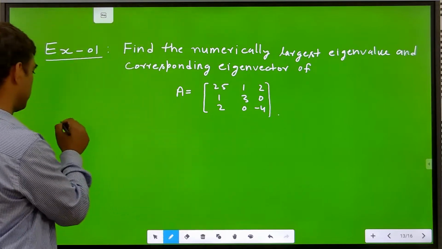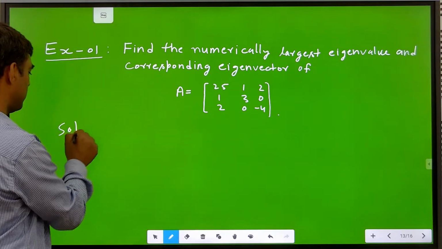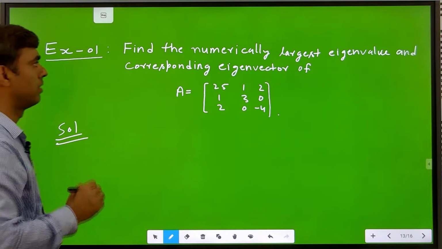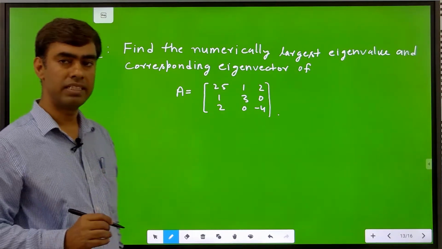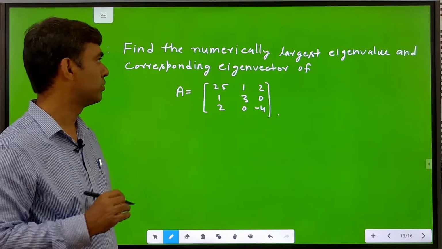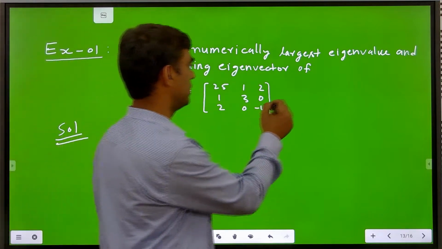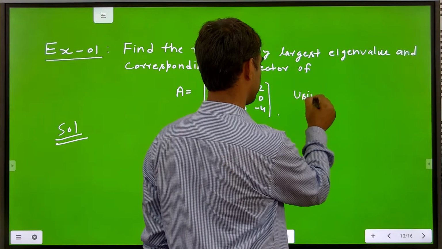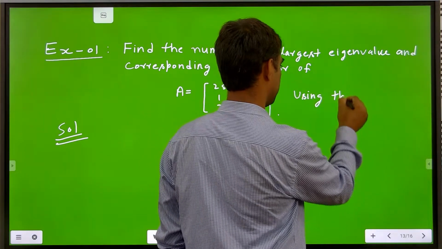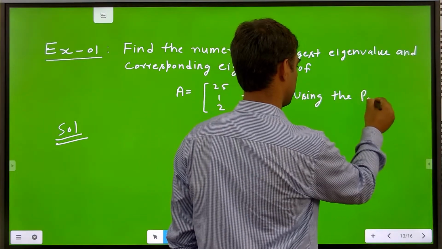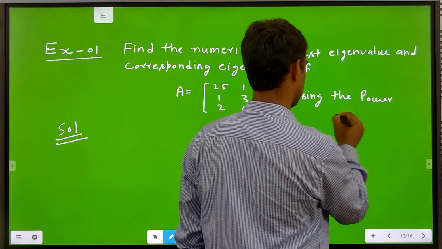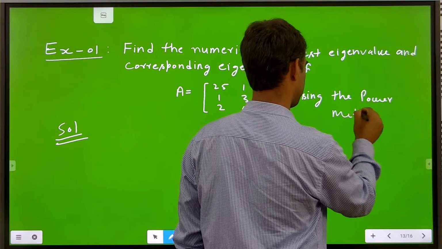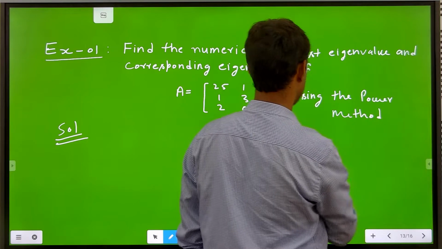So, as we know how we find the numerically largest eigenvalue using the power method, here we write: using the power method.